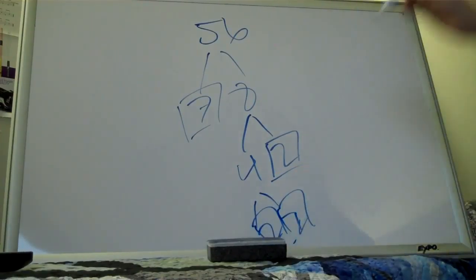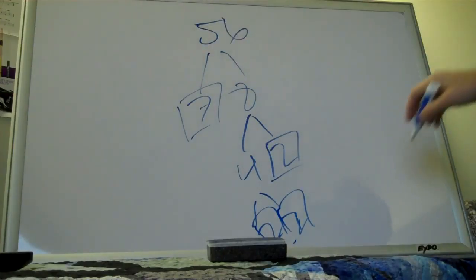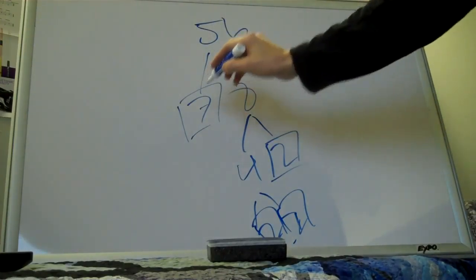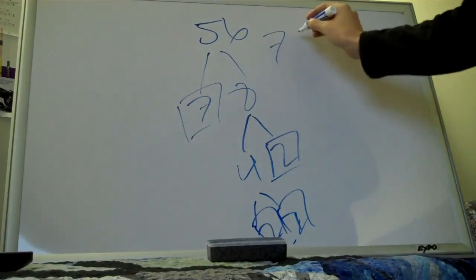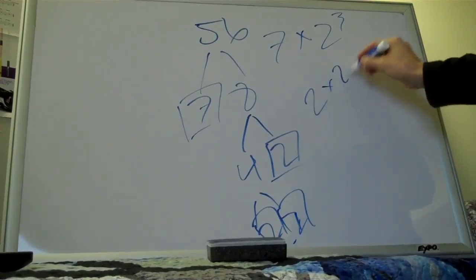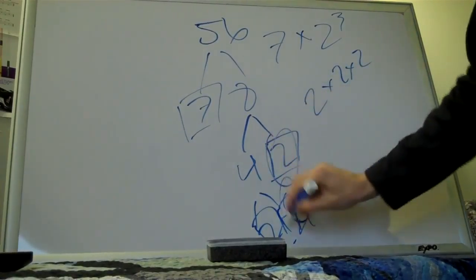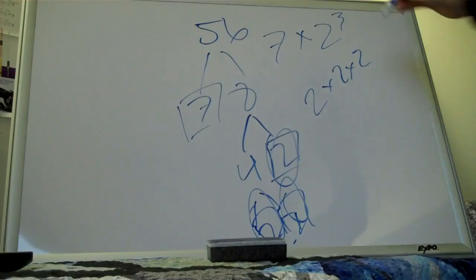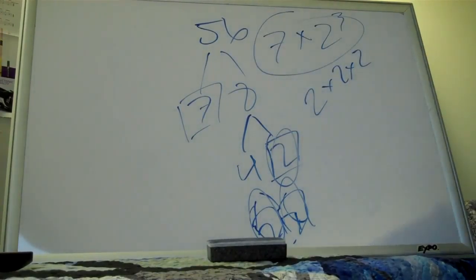I did not draw that good. But basically what you do is you read across these numbers that you boxed in that are prime. So you have 7 times 2 to the third. 2 to the third is just 2 times 2 times 2, which we have down here, 2, 2, 2. That would be your prime factorization. 7 times 2 to the third.